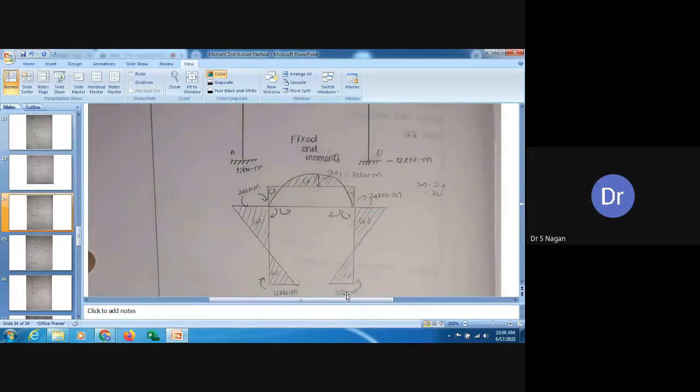So apply an anti-clockwise moment like this. So this will push the number inside. Therefore, this is how we should complete the bending moment diagram. We should teach our students how to complete the bending moment diagram.